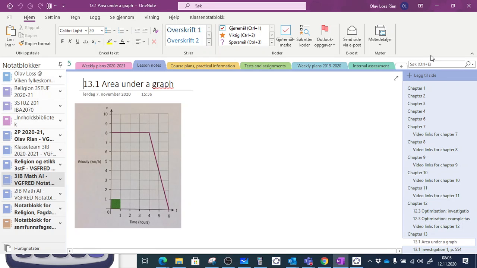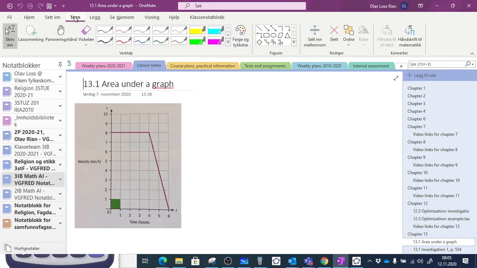Today we'll look at the beginning of chapter 13, and we'll start with area under a graph. So we start with this picture. This is from the textbook.